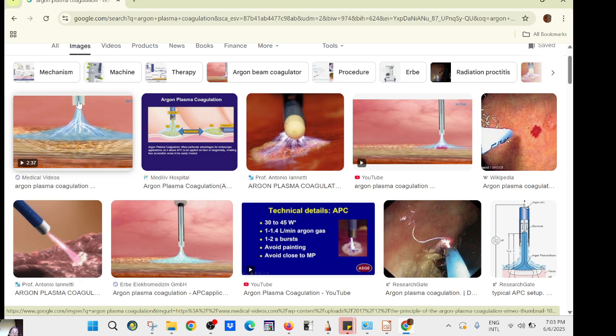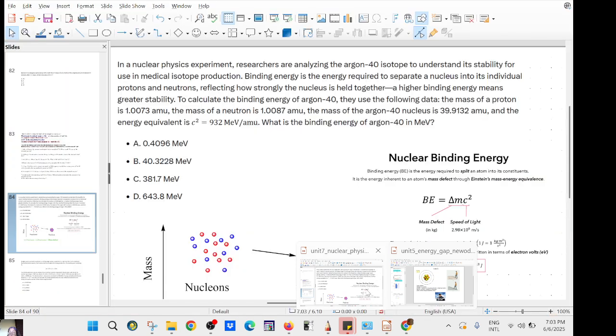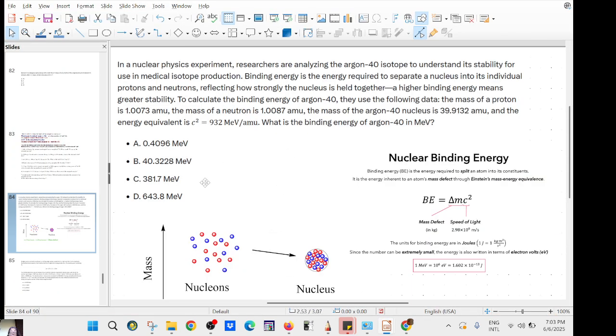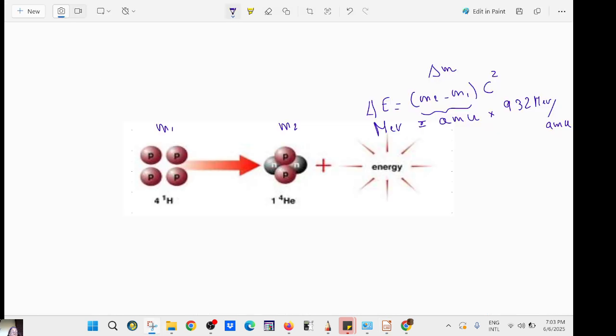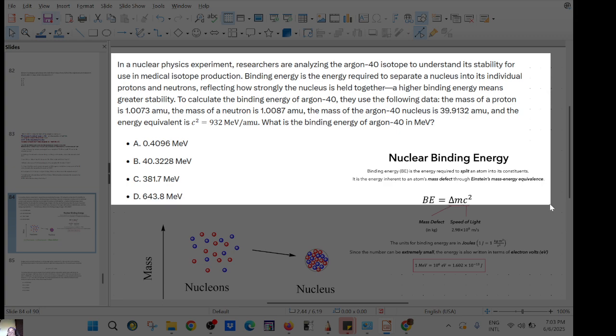So you use argon, you use a very high voltage, so the gas gets ionized, and you use that plasma for coagulation. So it has application. For the MCAT, they always try to find some application in the medical field, something that makes sense. Not always, but most of the time.